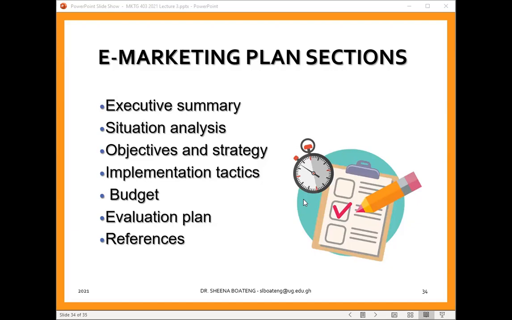So you highlight the objectives and then the strategy that you are going to be using to achieve these objectives. And then that will bring us to the next section where you talk about your implementation tactics. Based on the objectives that you have developed and the strategy that you have outlined, what specific tactics are you going to use to be able to achieve them?